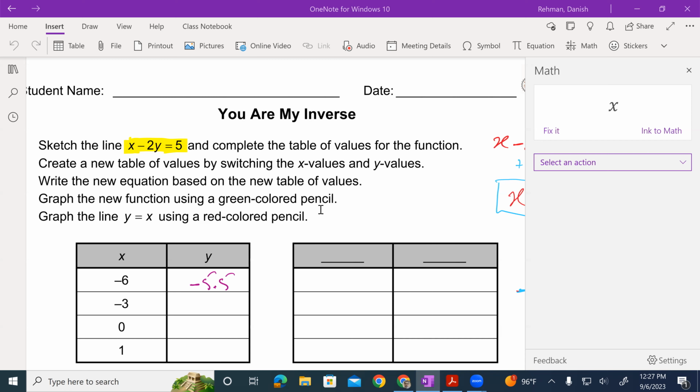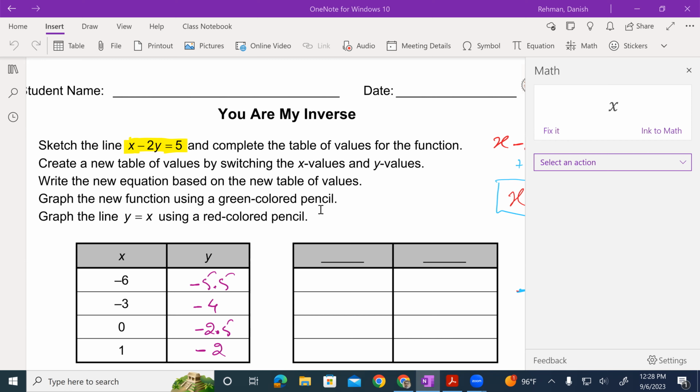And what's the value for x 0? Negative 2.5, thank you. So for negative 3, it was negative 4. For 0, it was negative 2.5. And for 1, negative 2. Good. Did I do some mistake? Let me correct it. 2.5, is that right? 2.5.